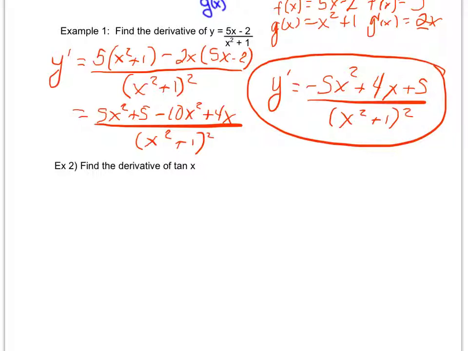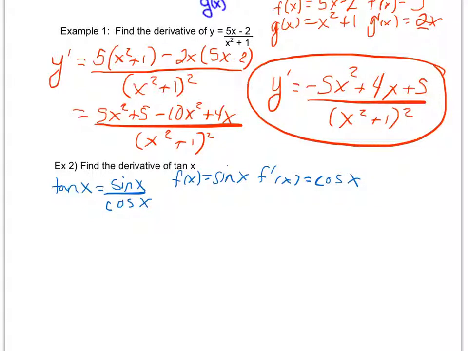When I go to find the derivative of tangent, the first thing I'm going to recognize is that tangent of x is the same thing as sine x over cosine x, and that's a quotient. So since it's a quotient, I'm going to use my quotient rule. My top function, or my first function, is sine x, and the derivative of that function is cosine x. My bottom function is cosine x, and the derivative of my bottom function is negative sine x.